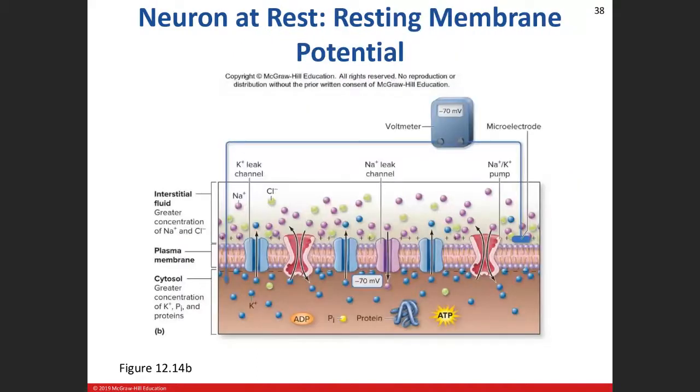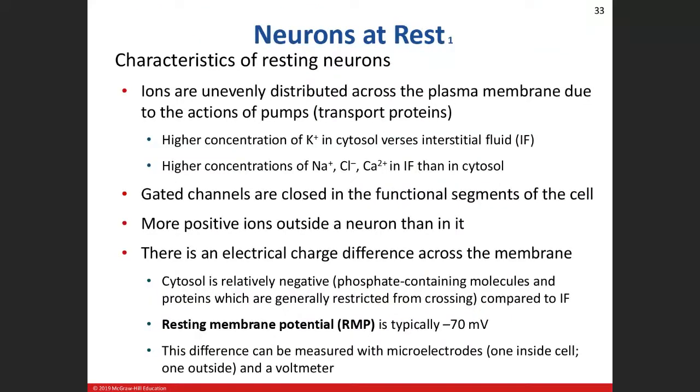Kind of. What we did is we took this voltmeter and stuck one of the electrodes on the outside of the cell, then we took another one and stuck it on the inside of the cell. We measured the electrical charge in a resting neuron across the plasma membrane. And that value, which you definitely need to know because you will be asked this, is negative 70 millivolts. Commit that to memory. That will be a test question for most of you.